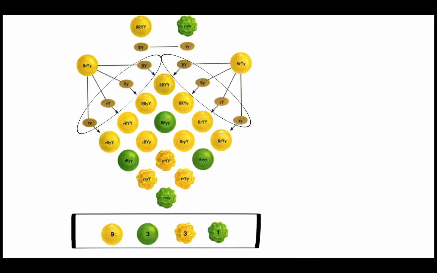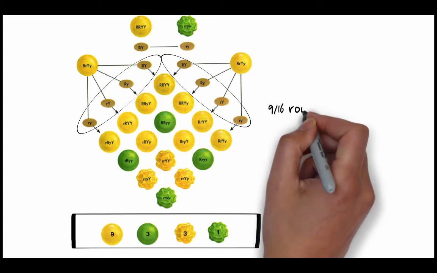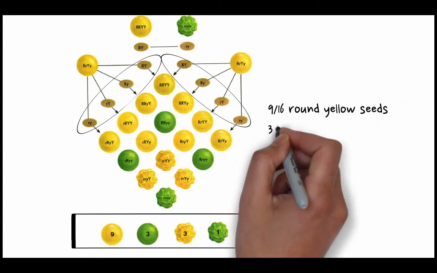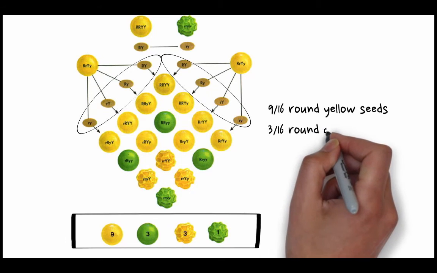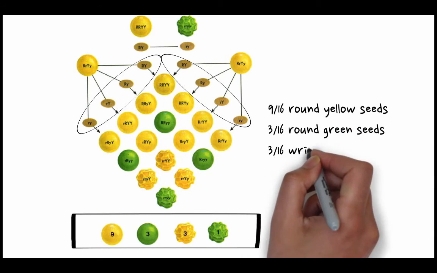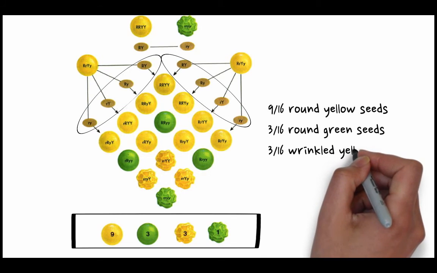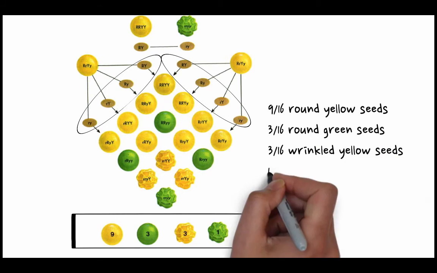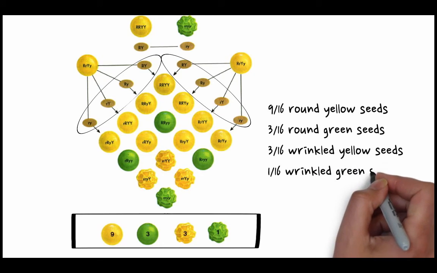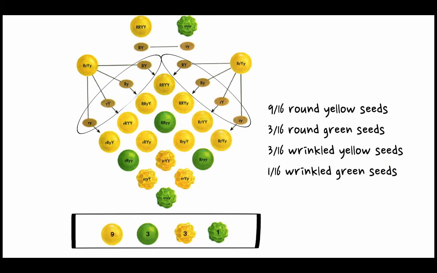Can you see there's 9/16 round yellow, 3/16 round green, 3/16 wrinkled yellow, and 1/16 wrinkled green? My suggestion is to practice many of these basic crosses so you get used to the process.